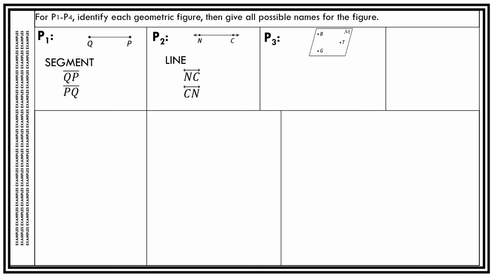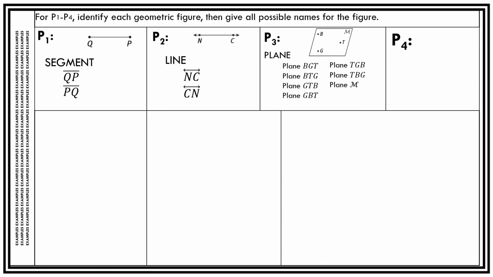P3. We've got a plane. All right, with 3 points inside, and then we also have a cursive capital letter M in the top left right corner. This one's very similar to the example we had in the previous slides. We have 7 different names we can do. We know it's a plane, okay? So our possible names are plane BGT, plane BTG, plane GTB, plane GBT, plane TGB, plane TBG, and then plane M.